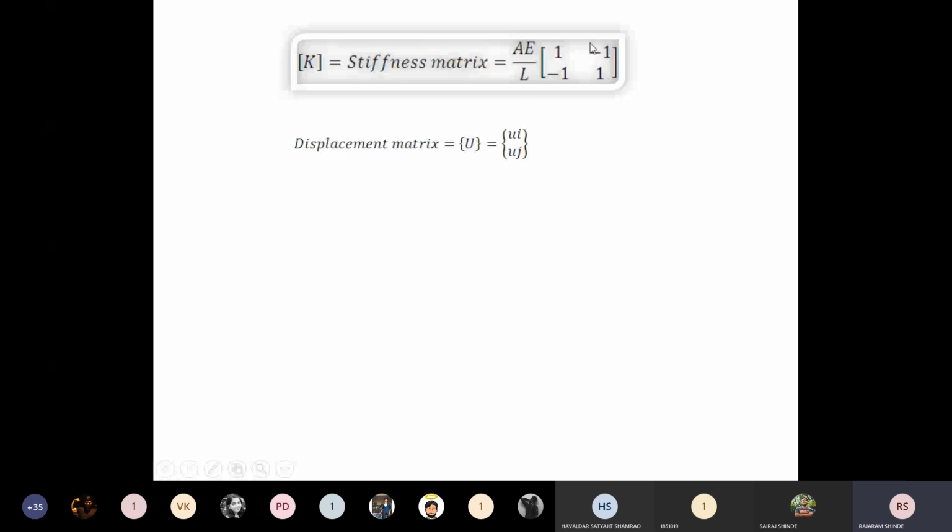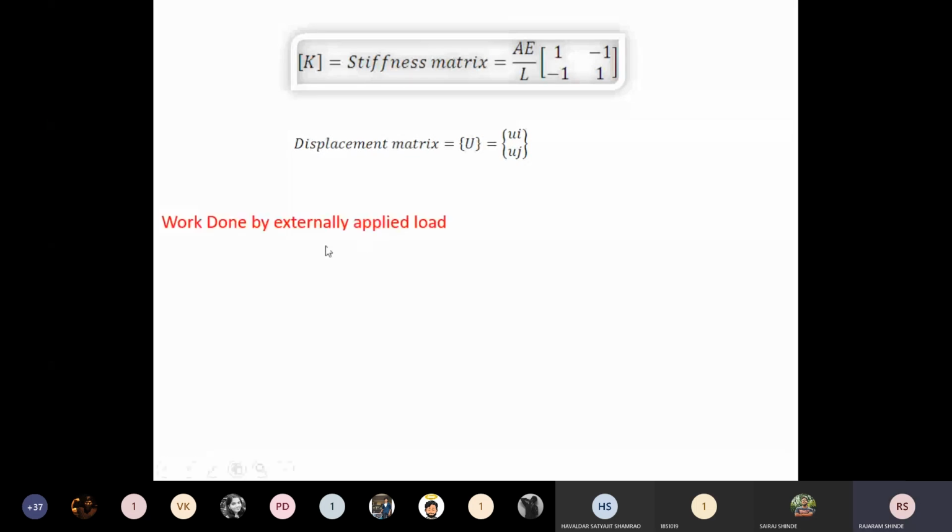This is a square matrix, and this is a column matrix, and it depends upon the number of nodes. You have here 2 nodes, therefore we have two displacements ui and uj, and each node has 1 degree of freedom, therefore it is a 2 by 2 matrix. Now that we will come to later.